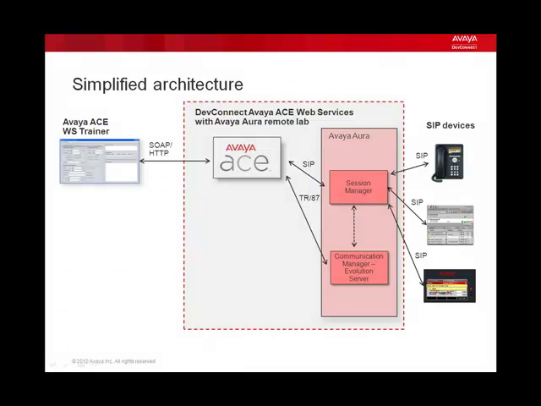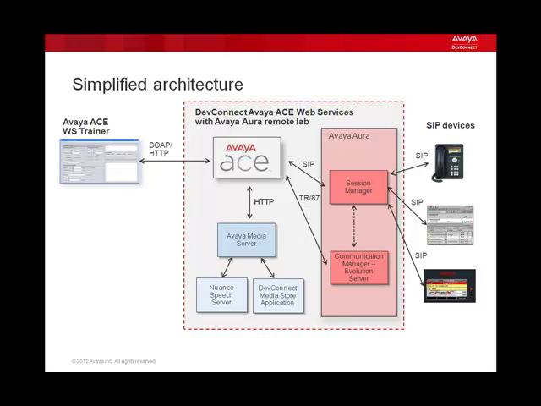Let's start by taking a look at the architecture of an environment similar to that being used in this video guide. The elements inside the grey box are located in the remote lab, and those outside in the local development environment. As you can see, the remote lab contains an Avaya ACE server and an Avaya Aura configuration that includes Session Manager and Communication Manager deployed as an evolution server. In addition, the remote lab includes a number of media elements which enable client applications to exercise the web services ad hoc conferencing, audio call, and message drop and blast capabilities.